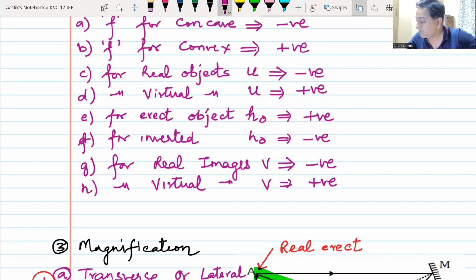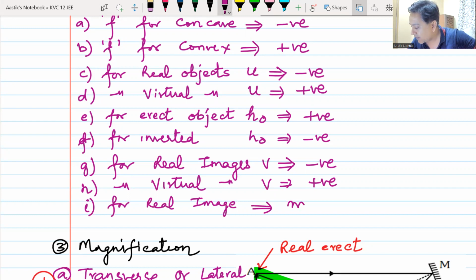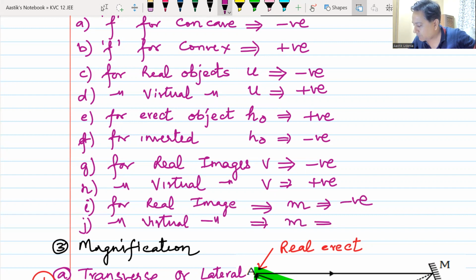Therefore I will take you to point number H. F, G, H comes the next point. H: for a real image, remember, we are talking about real objects and real images, the magnification M would be negative. For a virtual image, magnification will come out as positive.